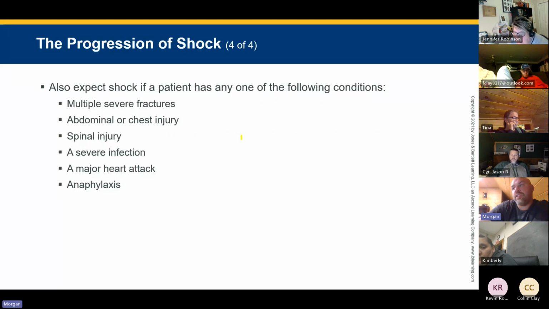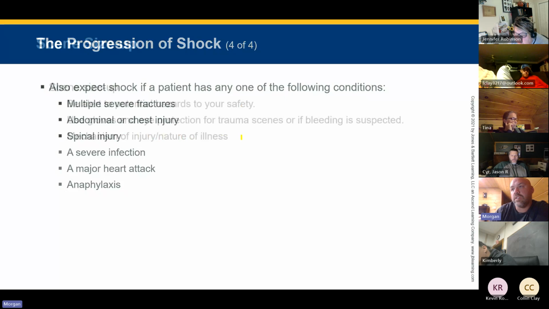So expect shock for a patient with any one of the following: multiple severe fractures. Like a pelvic fracture, we talked about the other day, they can lose a lot of blood. Femur fractures can lose a lot of blood. Thoracic and abdominal injuries, you could lose a lot of blood in your abdomen as well. Spinal injuries, we talked about the priapism, and that's one of the reasons people get priapisms, because the vasculature in the penis area dilates, and it's that kind of tissue. Severe infection, major heart attack will cause cardiogenic shock, and anaphylaxis.